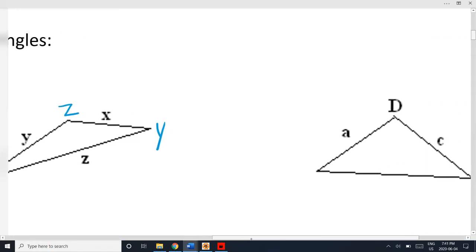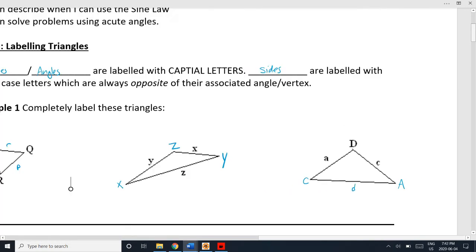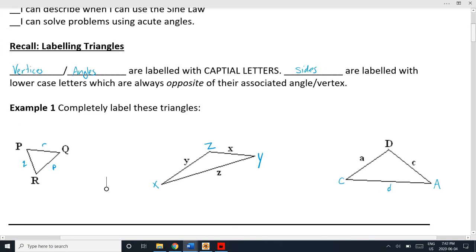One more example. Here we're given one vertex and two sides. So across from vertex D is side d, written in lowercase. Across from side a is vertex A. And across from side c is vertex C. Now we know how to completely label these triangles.